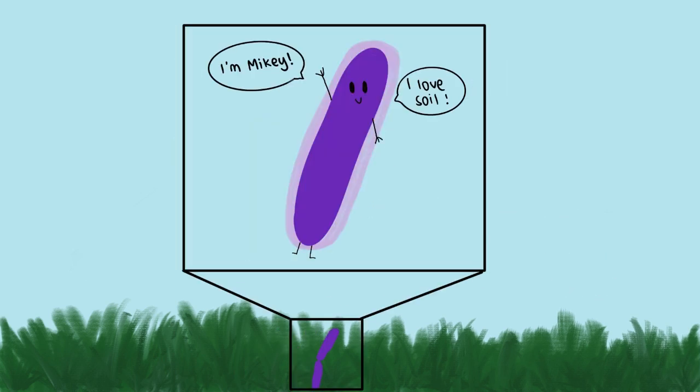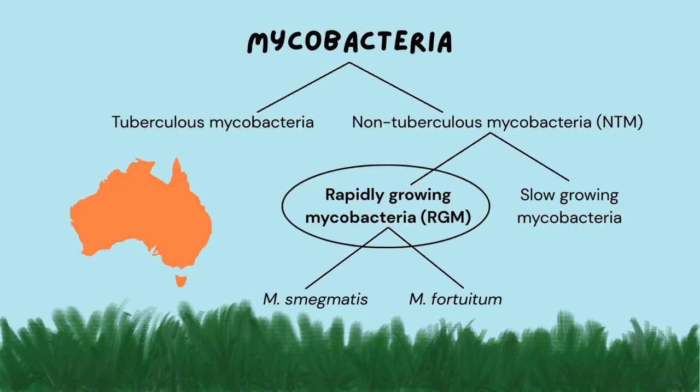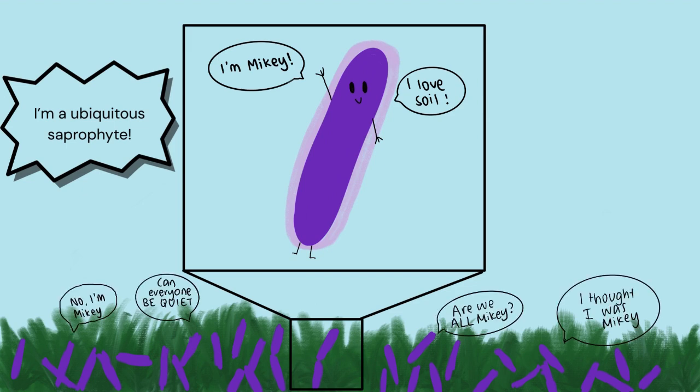Hi, I'm Mikey, a Mycobacterium fortuitum here to represent rapidly growing Mycobacteria, a group of non-tuberculous Mycobacteria. After Mycobacterium smegmatis, I'm the second most common RGM species found in Australia. I'm a ubiquitous saprophyte, thriving in soil, water, and decaying vegetation.